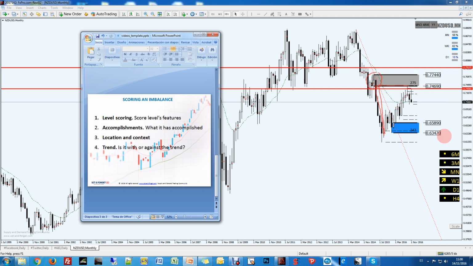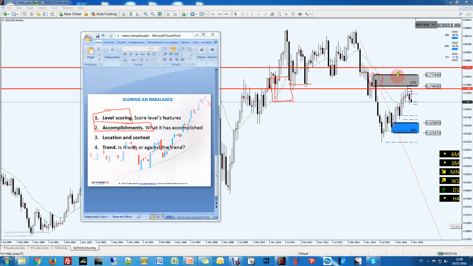Okay, so level, this is good. Level scoring is good. Accomplishments. What it has accomplished. Has it broken a trend line? No, it hasn't, but it has removed an opposing area of demand. Tested several times, used up. So accomplishment. It has accomplished something. It has removed an area of demand on the monthly. And this was also a 3 months area of demand. So it has also accomplished a 3 months area of demand removal. So accomplishment is good as well.